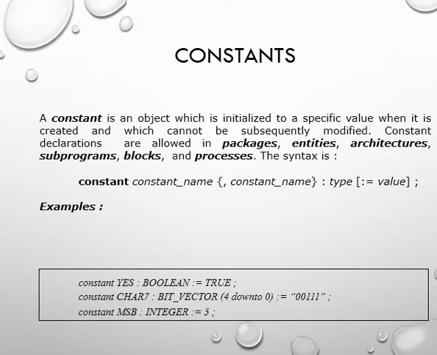Here, this initial value is optional, so you may skip that term. This constant can be declared at the start of an architecture and then be used anywhere within the architecture. So this constant that we can define at the start of the architecture, that value could be used anywhere in that architecture.